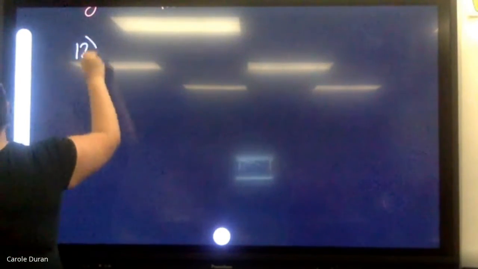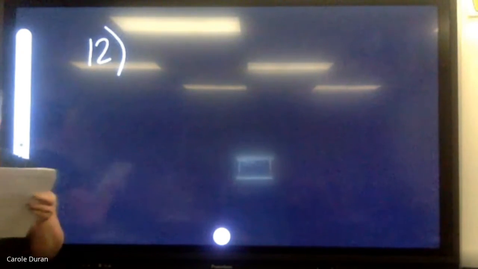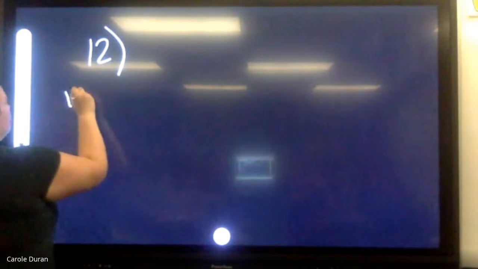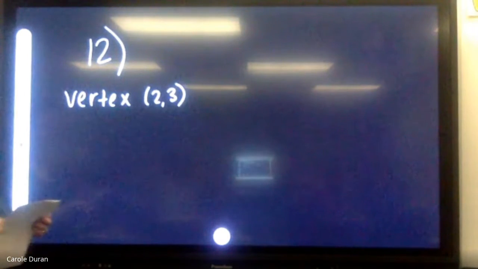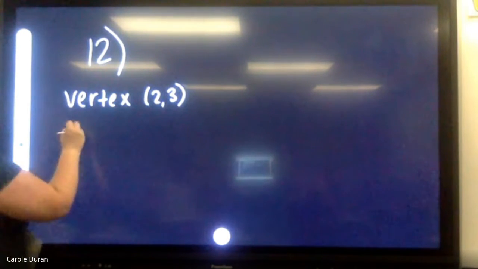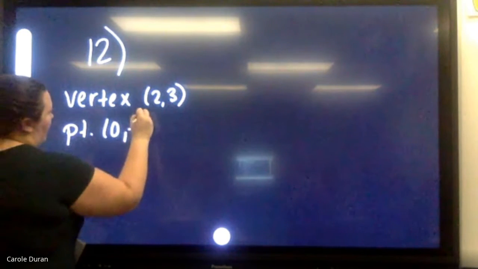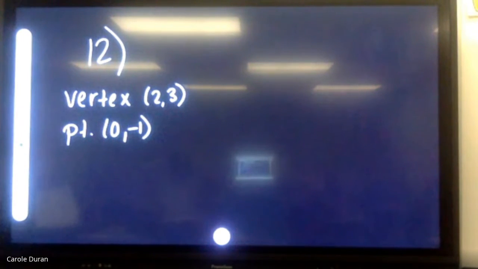So number 12 says to write the quadratic function whose graph has a vertex at 2, 3, and goes through the point 0, -1. What information have I been given about my quadratic? The vertex. So what form do you think I'm going to be plugging things into? Vertex form. Whatever it gives me is the form I start with.